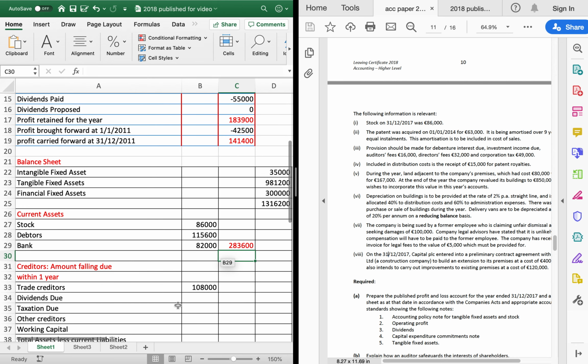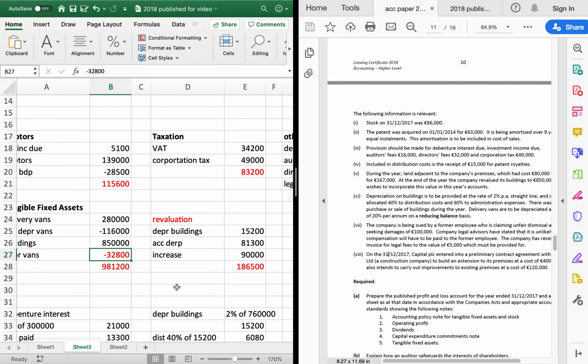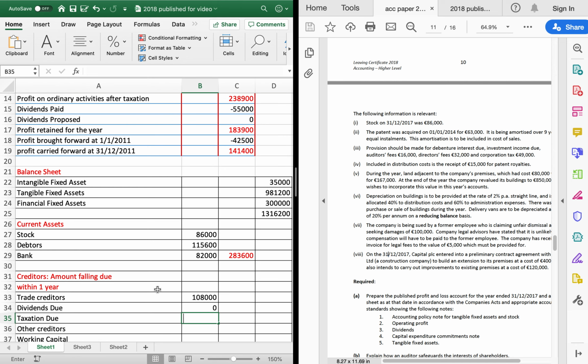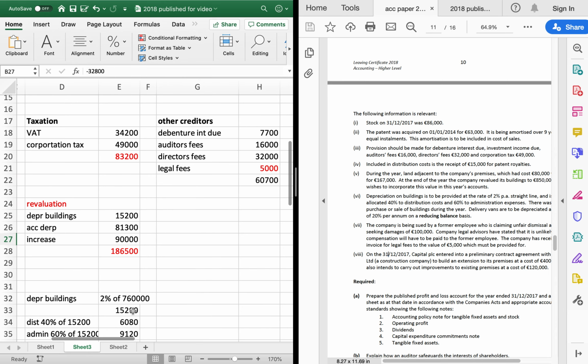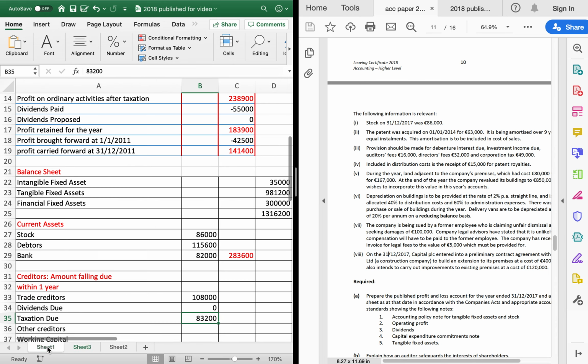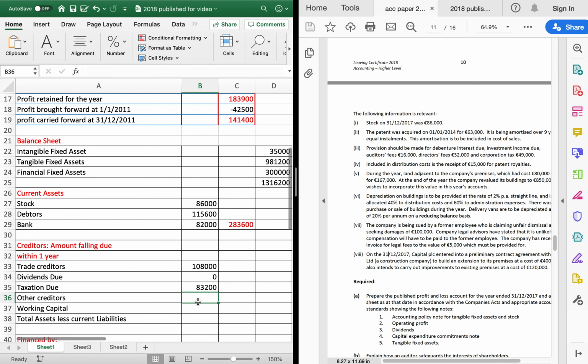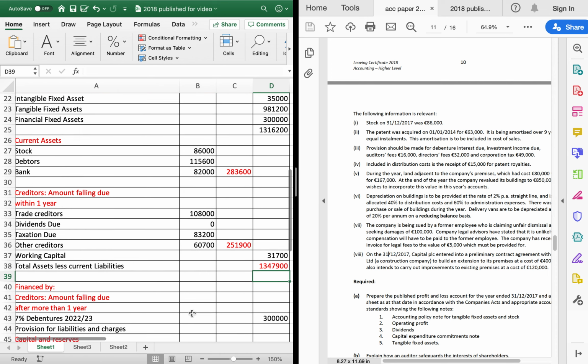Your creditors, your dividends due is 0. Taxation due is 83,200. And your other creditors are 60,700. So we just take them away to find our working capital. You will lose marks if you don't write the words working capital. It's one of the few questions where you will, because this follows a legal process. Add that on, you get 1,347,900.